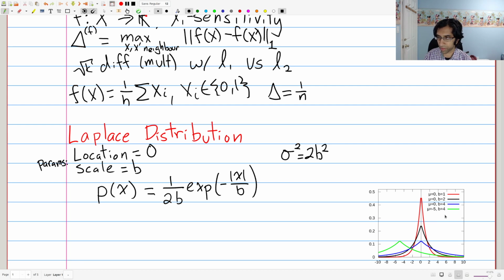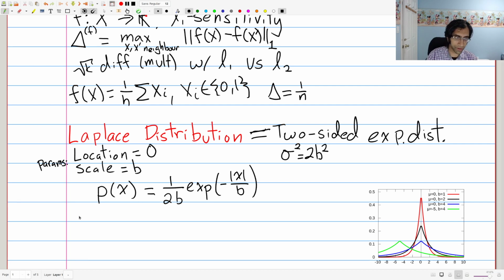We'll disregard the last one because we don't really care about when the mean parameter is non-zero for now. So you can see these are some visualizations of it, and if you've got a keen eye, you'll notice something. Looking at the pictures as well as the PDF here, you'll see that this is essentially the exponential distribution. The Laplace distribution is exactly equal to a two-sided exponential distribution.